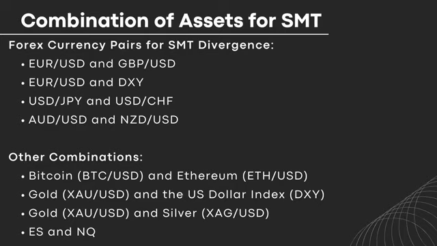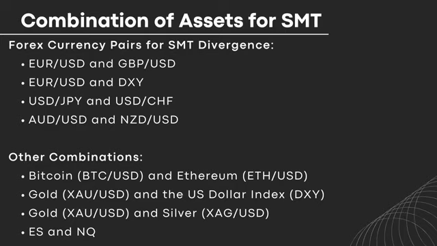So if you're a forex trader, then the currency pairs you can use for SMT divergence are the following: EURUSD and GBPUSD, right? You can use these two pairs because they are correlated. Similarly, you can use EURUSD and DXY. They are also correlated with each other. The only difference is that they are inverted of each other, but still they follow symmetry, right? So they're correlated. You can use USDJPY or USDCHF, or you can use the Aussie dollar or the New Zealand dollar, right?